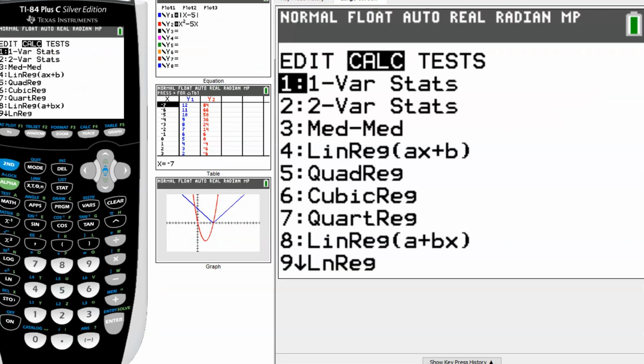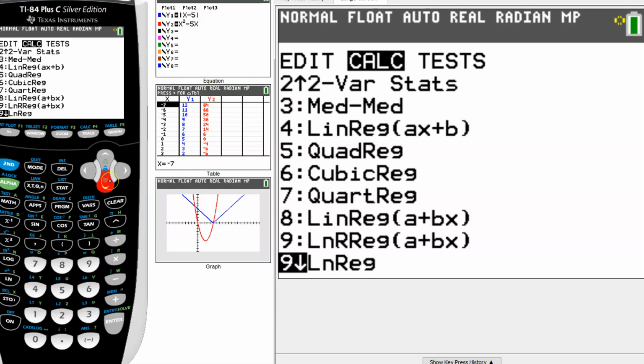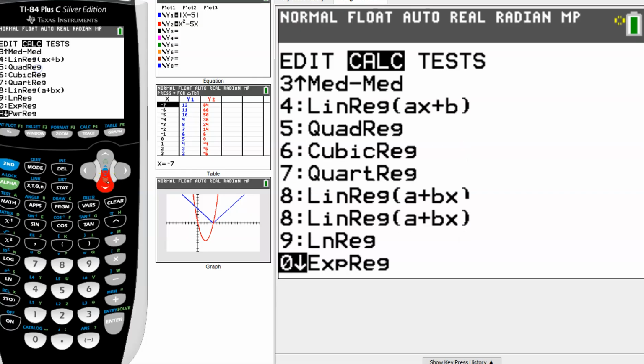And I'm going to show you where the power model is. So here's the linear model, number 4. So you're going to do stat calc number 4, enter through that, and you're going to get your equation. And then the power model, just to go through these, that's linear, quadratic, cubic, quartic. Number 8 we don't use. This is the natural log or log. This is exponential. And here's the power function.